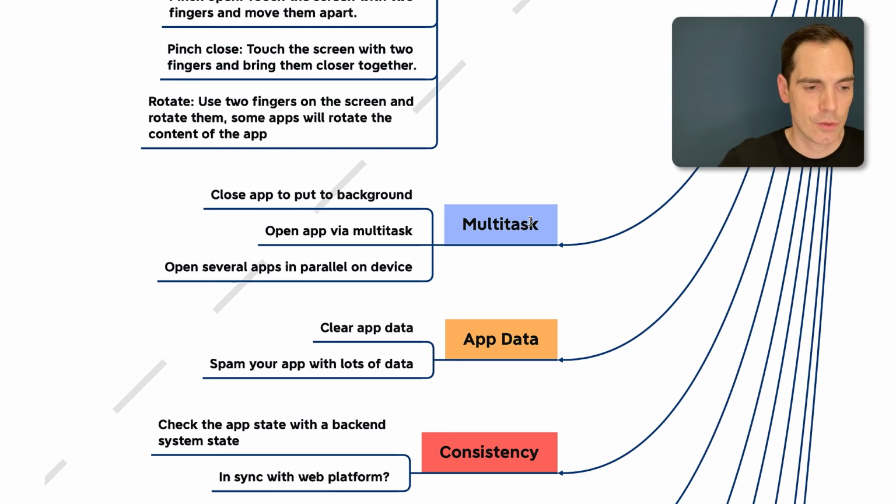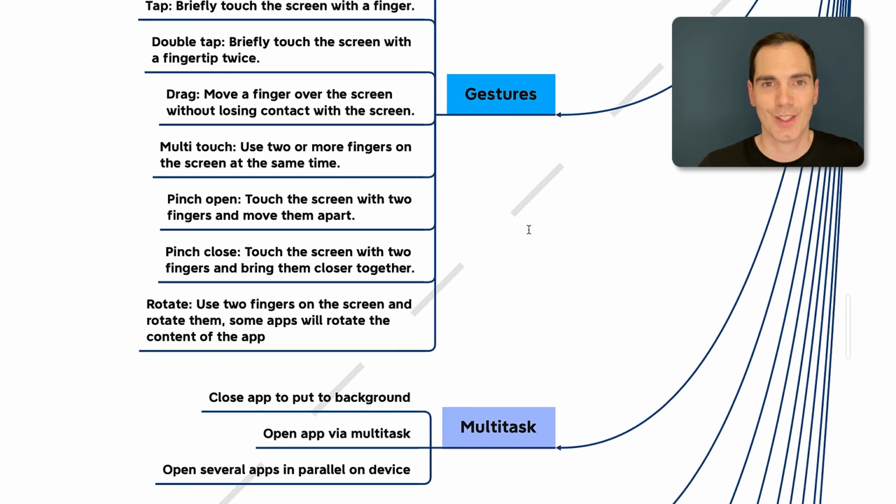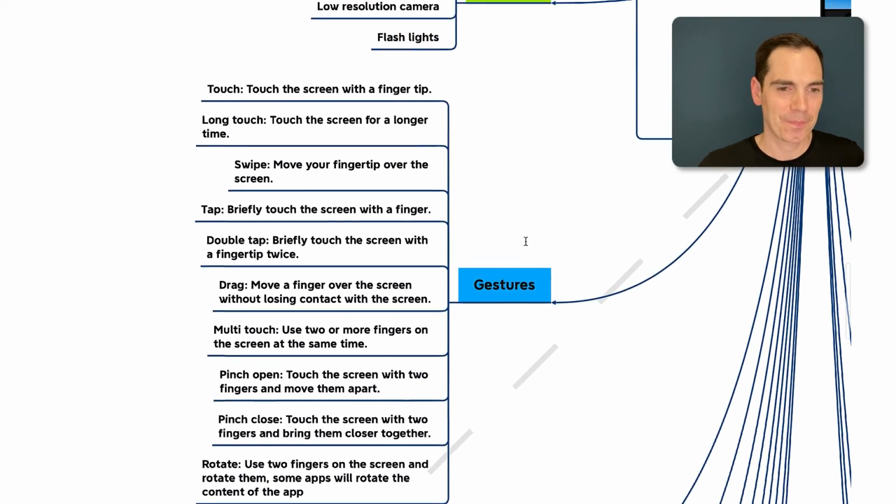Multitasking. It's also something that you should check, just that your app is supporting the multitask implementation of the operating systems. So you could close the app, put it to background, bring it to foreground, do this multiple times, open the app via multitask, for example, and do this several times in parallel on the device and see how the app is reacting. Also put the app into the background, for example, switch the device off, turn it on again, see that the app is back in the background functionality. And at the same time, you should also check that the app in background is not consuming too much data and not too much battery, because this is also something users really hate.